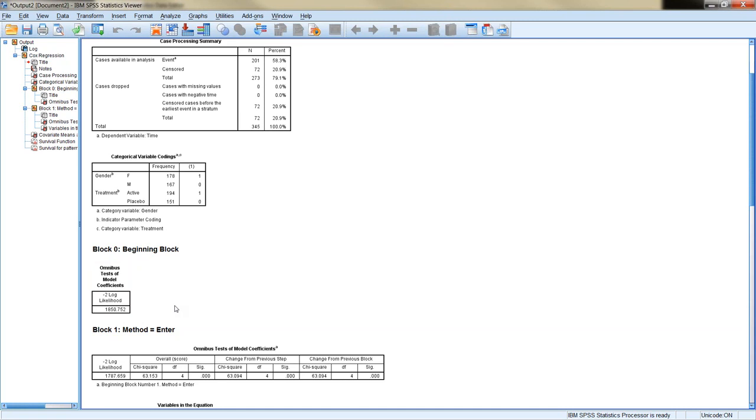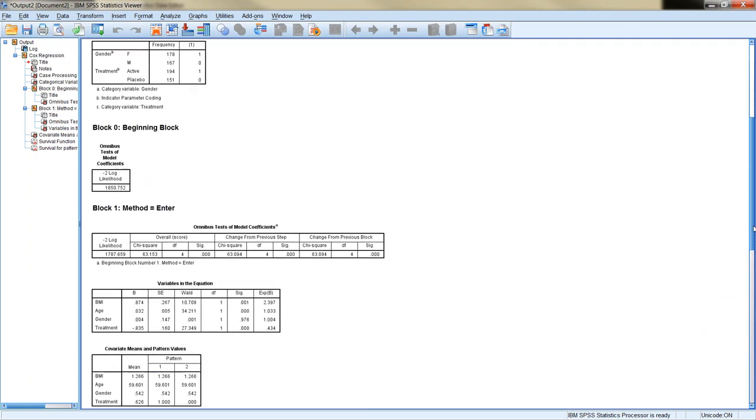Then what SPSS does for you is enter your covariates into the next block, which is block 1. The first thing you want to do is look and see if your model was a good fit. That's what this omnibus test of model coefficients does. It lets you know if you had a good fit. So what we have here is our new -2 log likelihood when we put in all our covariates. And so it's less. It was 1850. Now it's down to 1787.